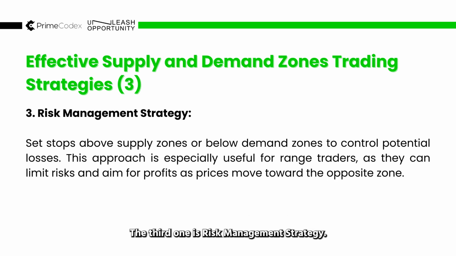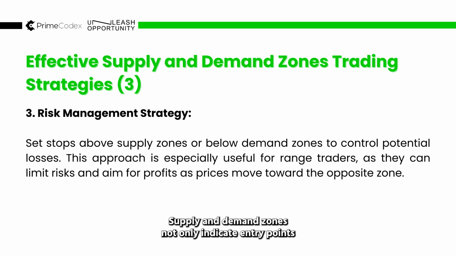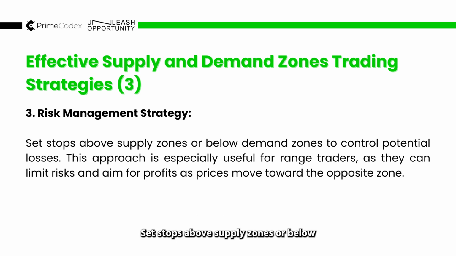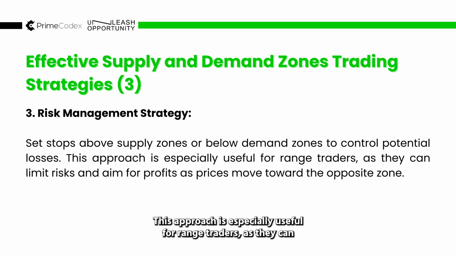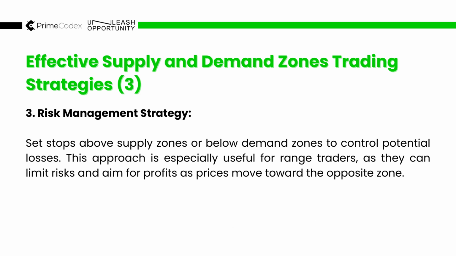Third one is risk management strategy. Supply and demand zones not only indicate entry points but also offer valuable information for risk management. Set stops above supply zones or below demand zones to counter potential losses. This approach is especially useful for range traders, as they can limit the risk and aim for profit spread towards the opposite zone.